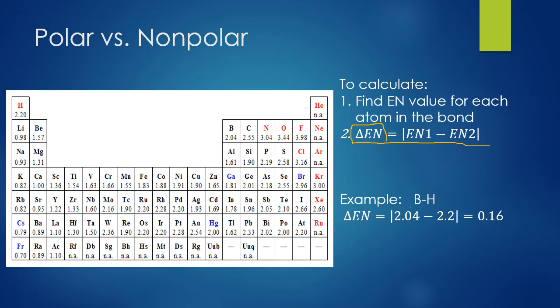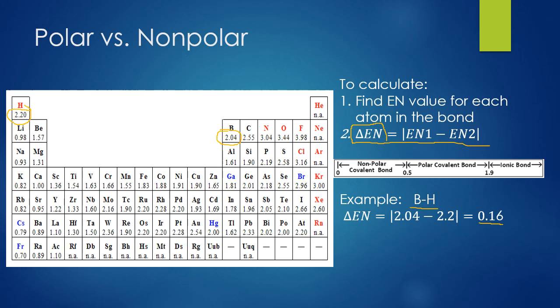As an example, say we wanted to calculate the change in electronegativity of a boron-hydrogen bond. We would find boron on our table and see that it has an electronegativity value of 2.04. We then would find hydrogen and see that it has an electronegativity of 2.20. Subtracting those from each other, we would get a negative number, but since we have the absolute value bars, we change that to a positive. So 0.16 would be the change in electronegativity. What do we do with that number? We compare it to the scale shown here.